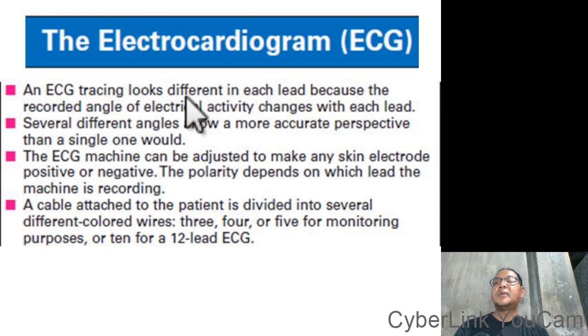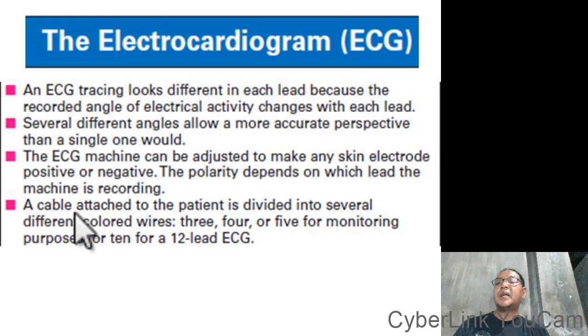An ECG tracing looks different in each lead because the recorded angle of the electrical activity changes on each lead. Remember, the angle of electrical activity on each lead. Several different angles allow a more accurate perspective than a single one would. The ECG machine can be adjusted to make any skin electrode positive or negative. The polarity depends on which lead the machine is recording.